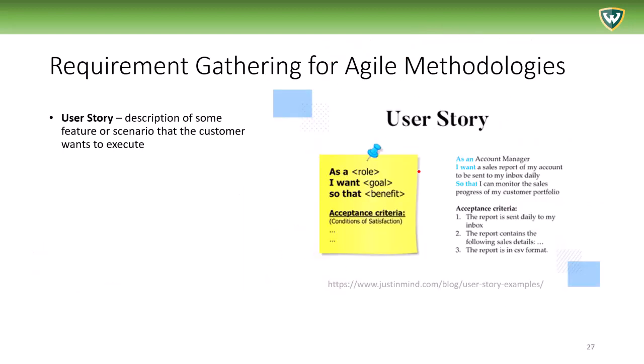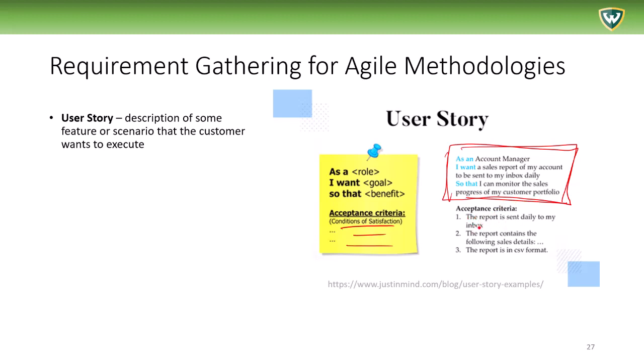So a user story may look something like this. It will be a prompt where people will put as a particular role, I want a specific goal, so that there's some benefits, and there's also some list of conditions of satisfaction. So if we use an example here, as an account manager, I want a sales report of my account to be sent to my inbox daily so that I can monitor the sales progress of my customer portfolio. Note that this is not really computer language. This is just a general language of the user, the person in their day-to-day organization, and what they need to do. And also some conditions of satisfaction.